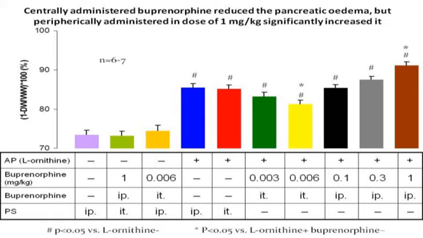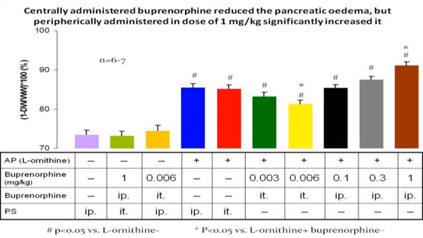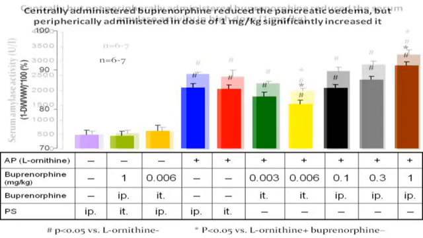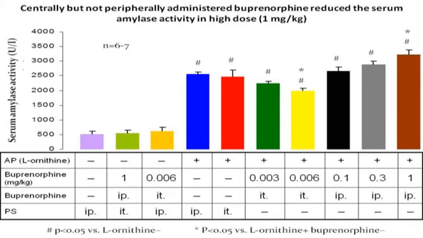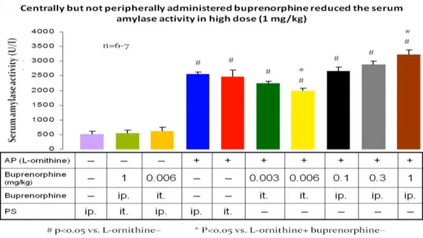Intrathecal administration of buprenorphine in the acute pancreatitis group significantly reduced the water content of the pancreas compared to the pancreatitis group, but intraperitoneally administered buprenorphine significantly increased the severity of the pancreatitis. Intrathecal administration of buprenorphine significantly reduced the pancreatitis severity, but intraperitoneal administration of buprenorphine significantly increased the serum amylase activity.